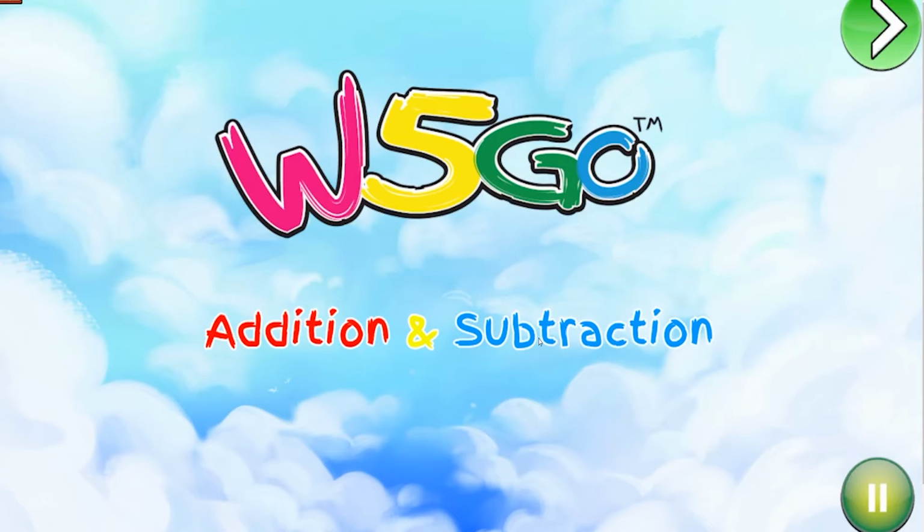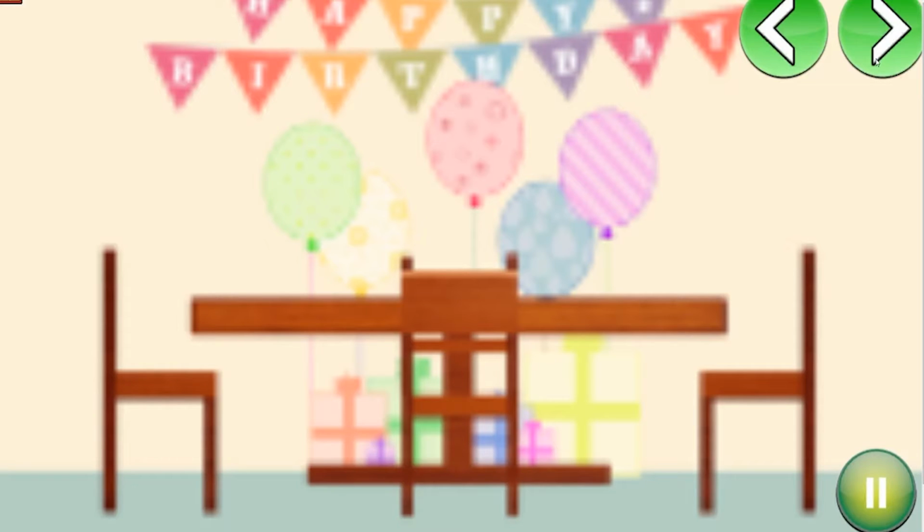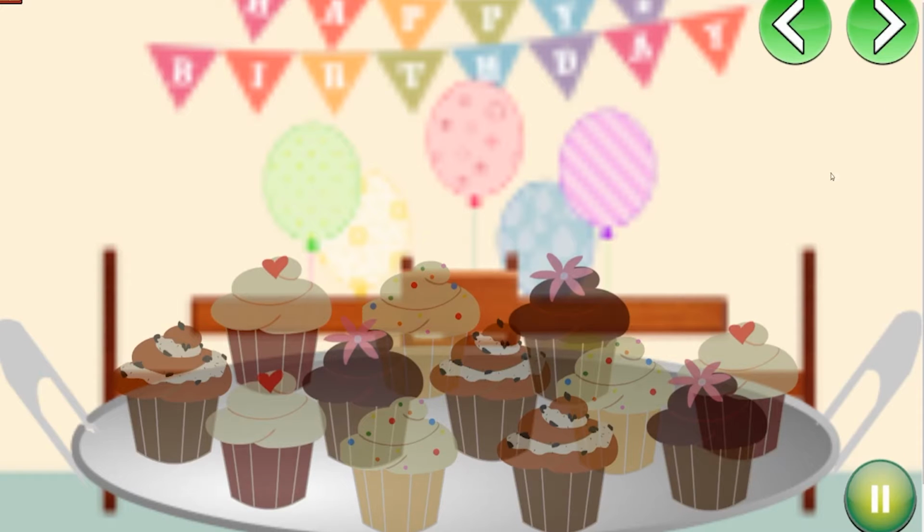Lesson on addition and subtraction. What do we have here? Oh yes, it's Tori's birthday party, and her mom has prepared a tray of very delicious-looking cupcakes. How many cupcakes are there?